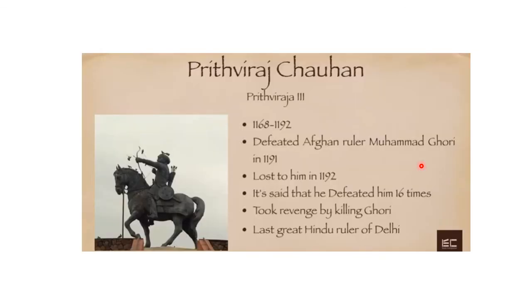Now let's look into the details of Prithviraj Chauhan. He was one of the most powerful and courageous kings, a very valiant ruler. He is also called Prithviraj III. He ruled from 1168 to 1192, and he defeated the Afghan ruler almost 16 times, but he lost to him in the Battle of Tarain in 1192. But he took his revenge by killing Ghori. It is said that he was the last Hindu ruler of Delhi, after which began the slave dynasty.